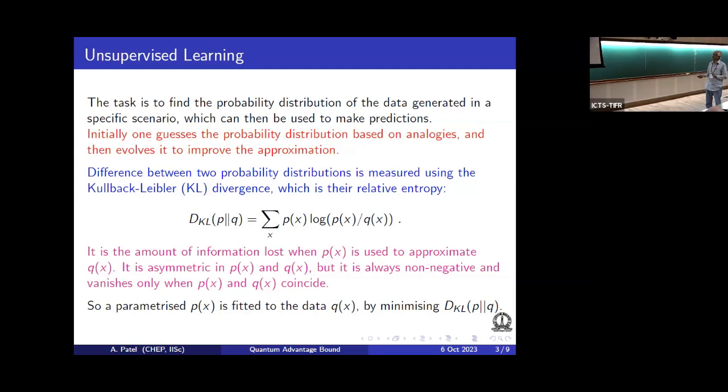It's asymmetric in P of X and Q of X, but that is fine because it is always non-negative and it vanishes only when P of X and Q of X coincide. So you can actually use it to minimize towards the direction in which you want to go. And what is done is, data has some Q of X. You parameterize P of X in some manner and then minimize this divergence. So that is what the typical algorithms in unsupervised learning do.